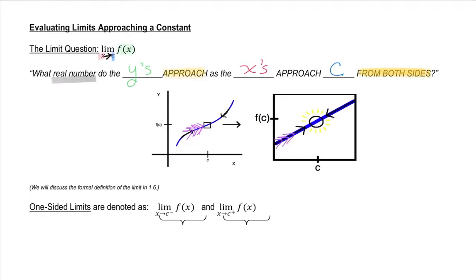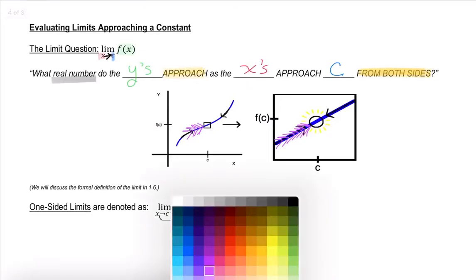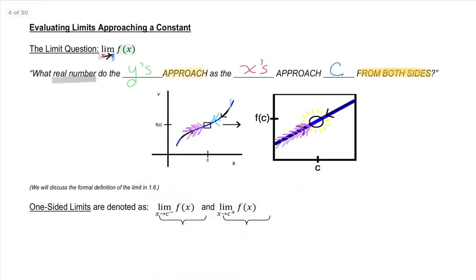We're going to be looking at it maybe coming in from the left with, let's say, this little purple color. This is as the x's are getting closer and closer to c from the left. Here we've just zoomed in on that little box region. At the same time, we're looking at the x's getting closer and closer to c from the right, traveling along this function from the right-hand side.